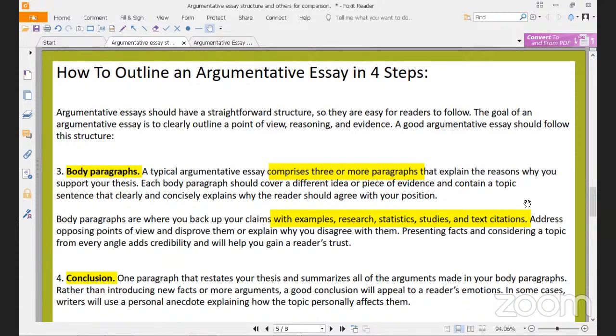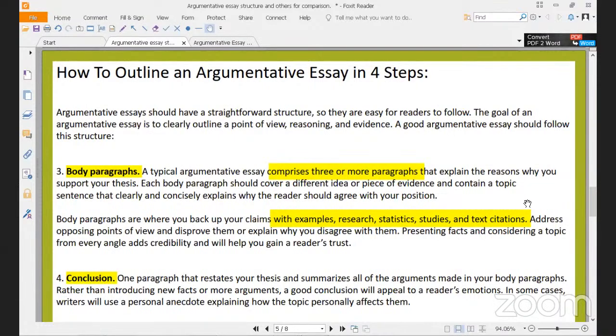John, can you help us with the conclusion? Conclusion. One paragraph that restates your thesis and summarize all of the argument made in your body paragraph. Write that introducing new facts or more arguments. A good conclusion will appeal to a reader emotions. In some case, readers will use a personal anecdote to explain how the topic personally affects them.